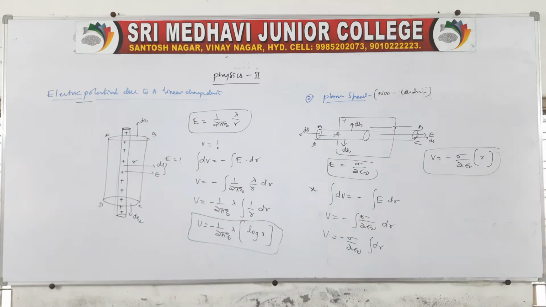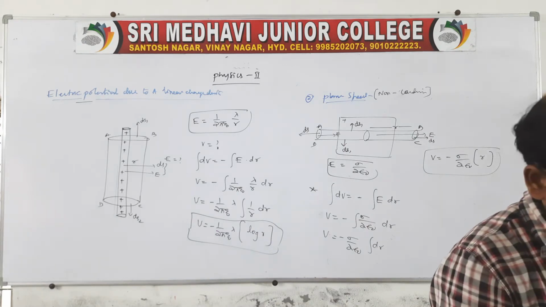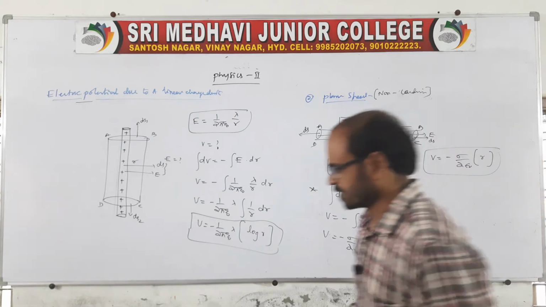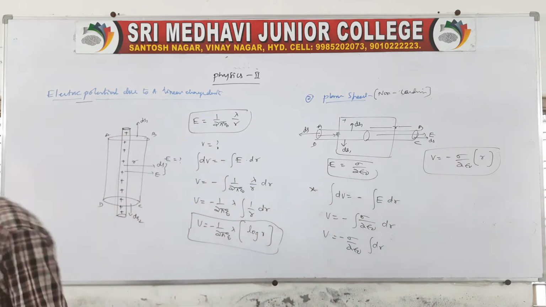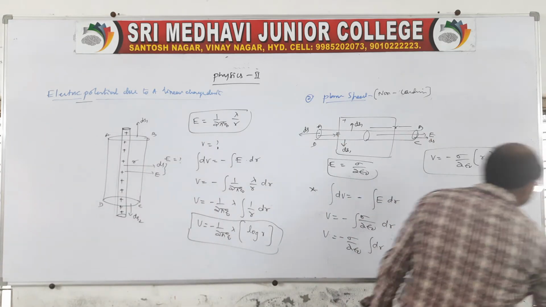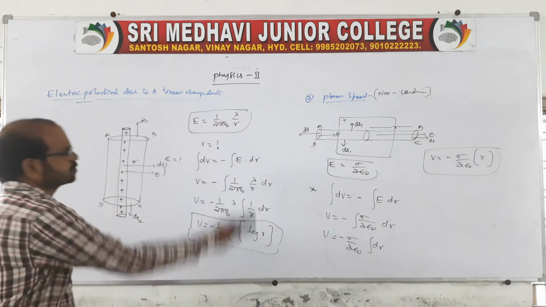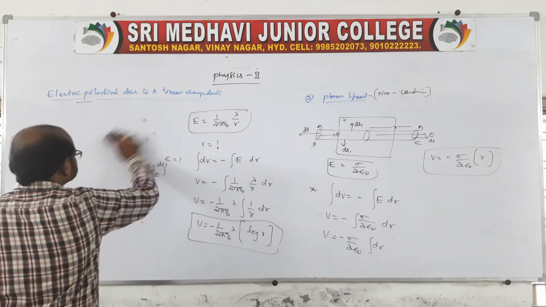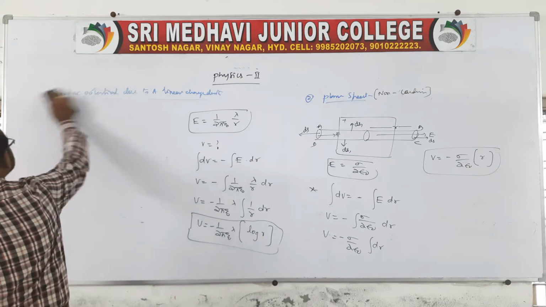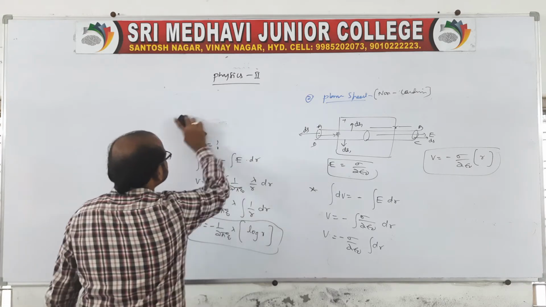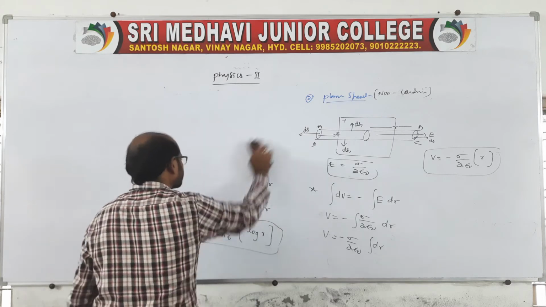Clear? And the last one is about a conducting spherical shell. For this spherical shell we will do the derivation, and you go through these two derivations: one is an infinitely long wire, the other is a plane sheet or non-conducting sheet. The third case is a spherical shell, or a conducting sphere as we can also call it.